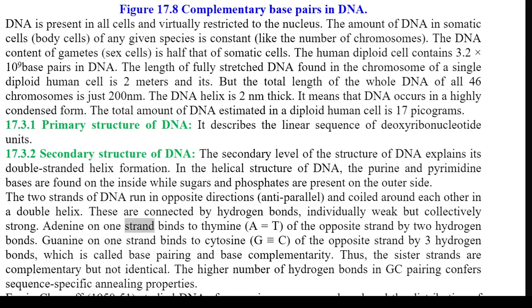Adenine on one strand binds to thymine, A=T, of the opposite strand by 2 hydrogen bonds. Guanine on one strand binds to cytosine, G≡C, of the opposite strand by 3 hydrogen bonds, which is called base pairing and base complementarity. Thus, the sister strands are complementary but not identical. The higher number of hydrogen bonds in GC pairing confers sequence-specific annealing properties.